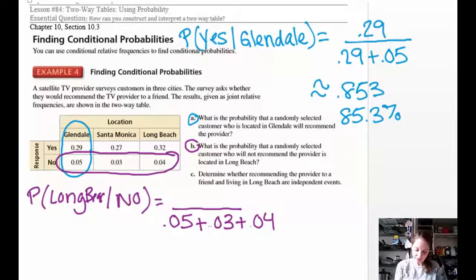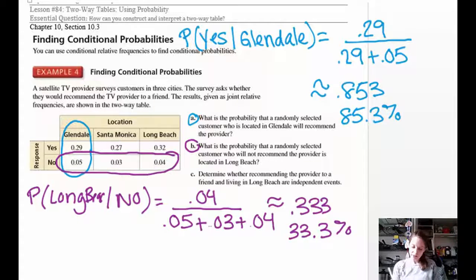Now how many of those are in Long Beach? And that is 0.04. And that is approximately 0.33, which is a 33.3% chance that a customer who will not recommend the provider is located in Long Beach.